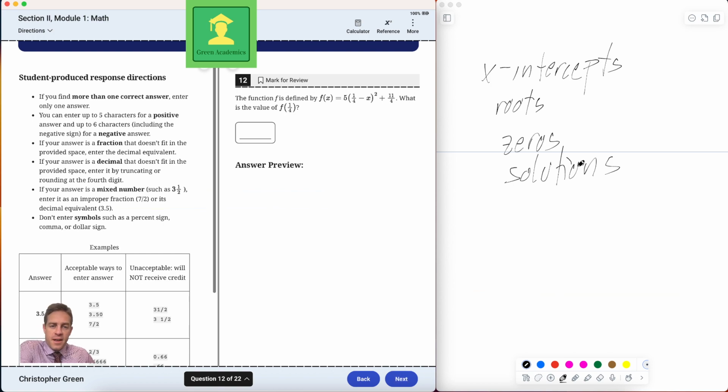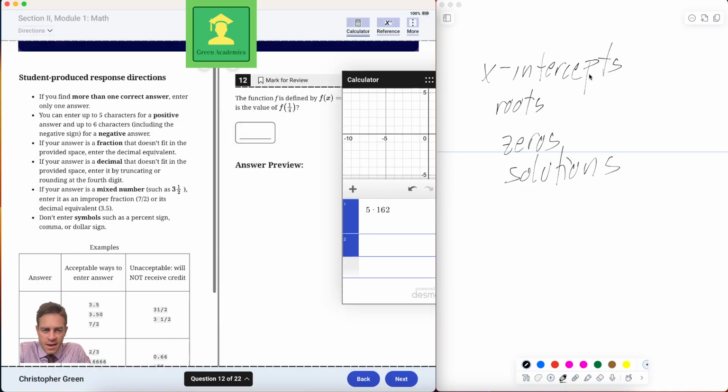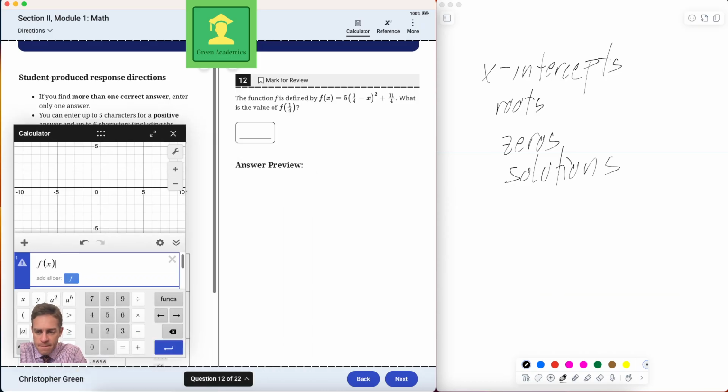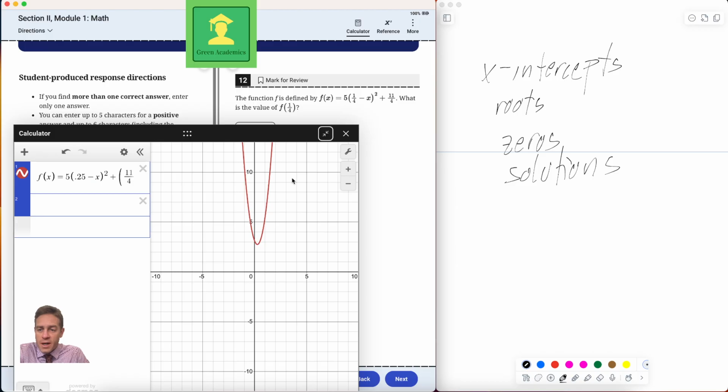The function f is defined as that. What is the value of f of 1/4? Well, even if you didn't know how to do this, you could easily graph this on Desmos. In fact, let's do it that way. So let me carefully type it in, and then in here you want to plug in 1/4 as the input value.